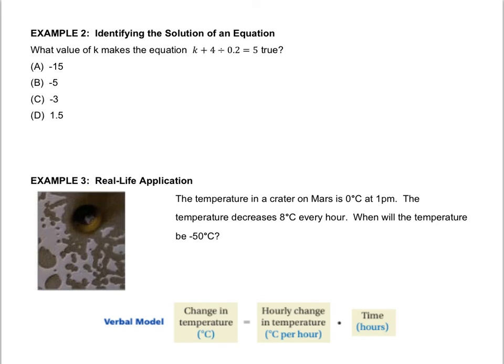All right, I'm going to ask you to pause the video. I'll give you a little tip. I want you to try example 2 on your own. So here's what it says. What value of k makes the equation k plus 4 divided by 0.2 equals 5 true? Since this is multiple choice, you're going to take these choices one at a time. You're going to plug them in for k. You have to follow the order of operations. Division comes before addition. And see which one gives you 5. So pause the video, circle your choice, and I'll tell you what it is in just a moment.